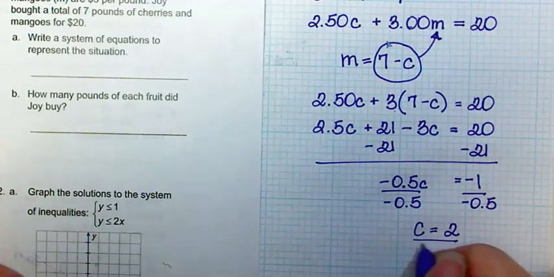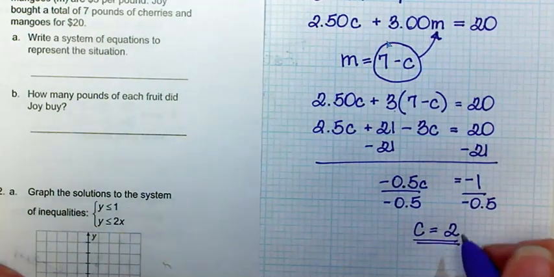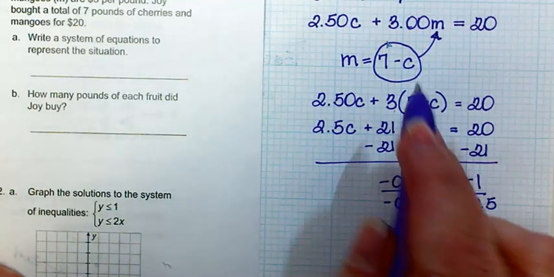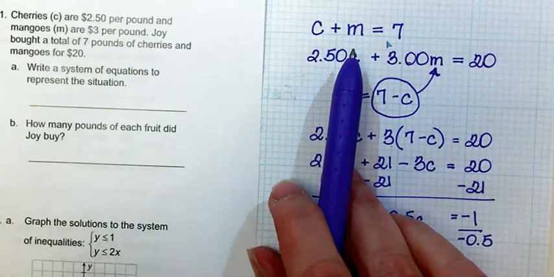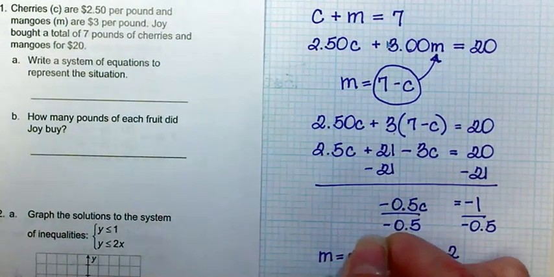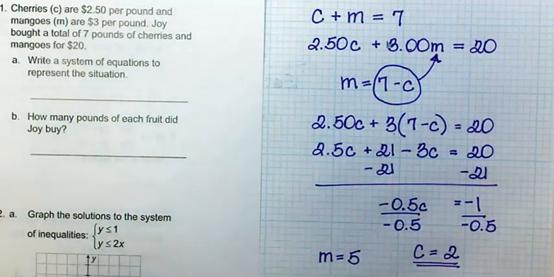All right, so I bought, or whoever this person is, Joy, bought 2 pounds of cherries. She bought a total of 7 pounds of fruit, so she must have bought 5 pounds of mangoes because 2 plus 5 is 7. Okay?